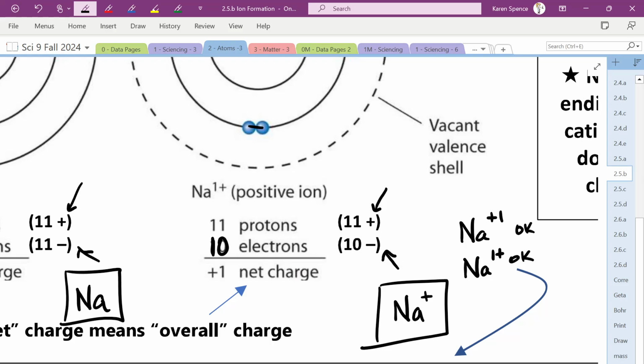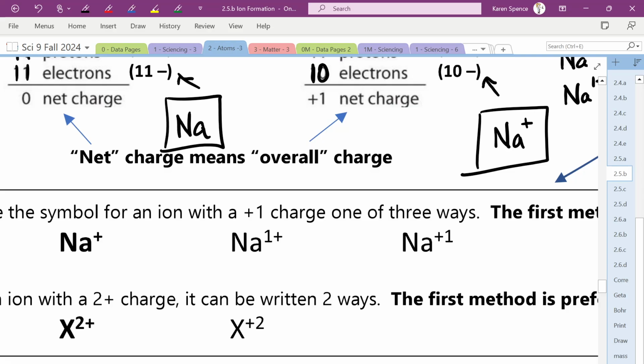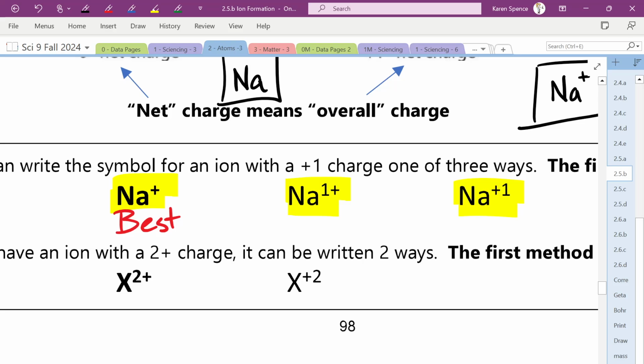The reason I bring this up is not to make you do it that way, but if I write it that way, you need to know what it means. Yes? You can write it whichever of those 3 ways you prefer. Look, it even says here, 3 ways you can write it: Na plus, Na 1 plus, Na plus 1. This one is the best. If you have a 2 plus charge, you can write it as 2 plus or +2. And this one over here is the best.